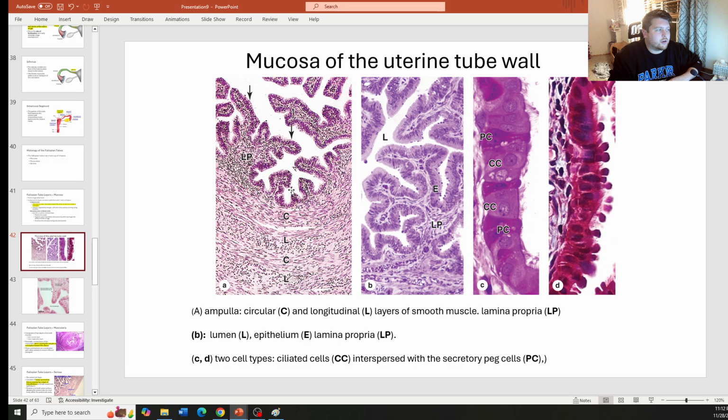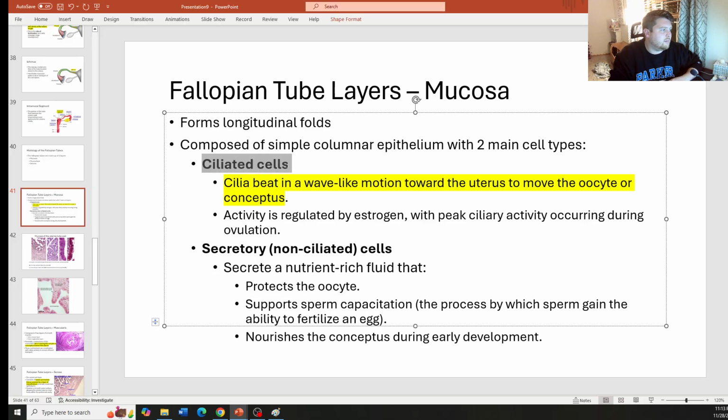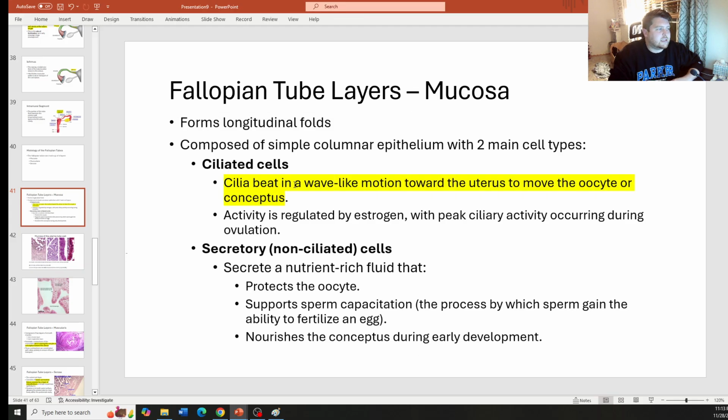So the oocyte could be cruising along at any portion of these longitudinal folds. It makes those longitudinal folds because it keeps a lot of open space, but also allows a lot more surface area for these ciliated cells. There are 2 main cell types. We have ciliated cells, and then we have our secretory or non-ciliated cells. The cilia are like those hair cells. They have a little wave-like motion. They essentially swoosh all the way through to move the oocyte towards the uterus.